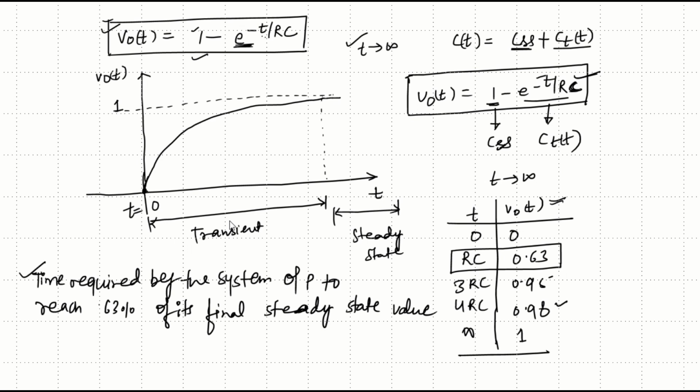So a time constant basically plays an important role in the control system. It indicates how fast the system tends to reach the final value. If the value of time constant is high, then the system responds very slowly, a slow system, and if the value of time constant is low, we get a fast response from the system.